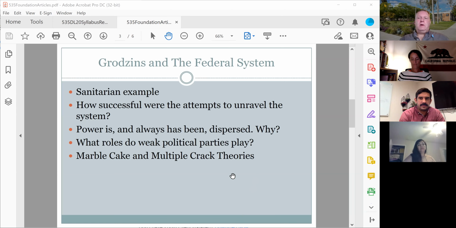Okay. So the next article that we discuss is this article by Morton Grodzins. And I think I had mentioned before that Morton Grodzins is a very well-known federalism author.